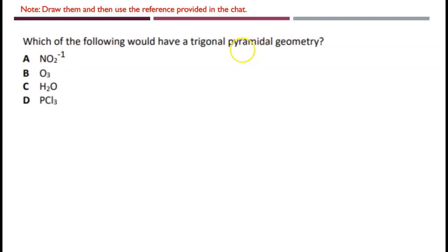I'm going to draw them out very carefully for you all. NO2, so that means you have 1 nitrogen, 2 oxygens. Remember, nitrogen has 5 valence electrons. Each oxygen has 6. 1, 2, 3, 4, 5, 6. And then we're going to bond the single one.